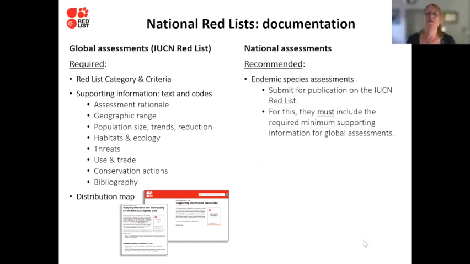One further point is that for endemic species assessments, we strongly encourage you to submit those for publication on the IUCN Red List, because those are global assessments. Your species doesn't occur elsewhere. You're holding the whole global population. It's really important to get that acknowledged in the global Red List. Now, of course, for this, they must include the required supporting information for global assessments. So all endemic species that you're going to submit to the Red List, they must include everything that we require for a global level assessment. And when we receive such assessments, we will make sure they go through the appropriate review process at the global level as well.